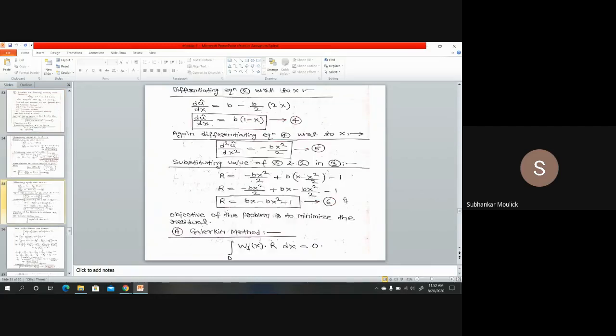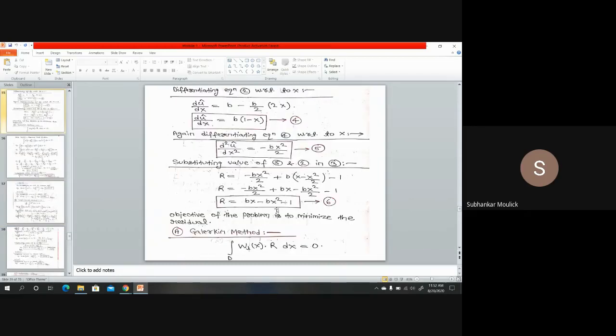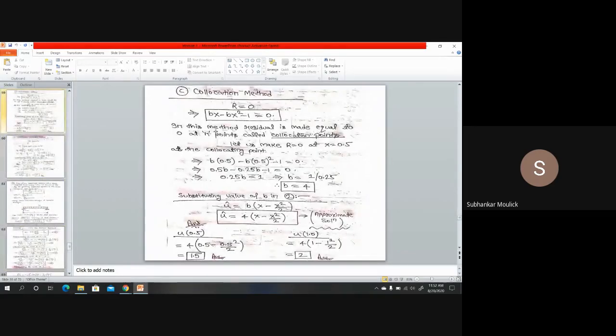So here I am not showing you all those collocating points, but I have taken one collocating point. That is, I am minimizing this residual by taking the middle collocating point, that is when x is 0.5. So when x is 0.5, I have to make this residual equal to 0. Residual means my equation number 6 equal to 0 by keeping the value of x equal to 0.5. So b of 0.5 minus b into 0.5 square minus 1 equal to 0. By this you get the value of b to be 4.